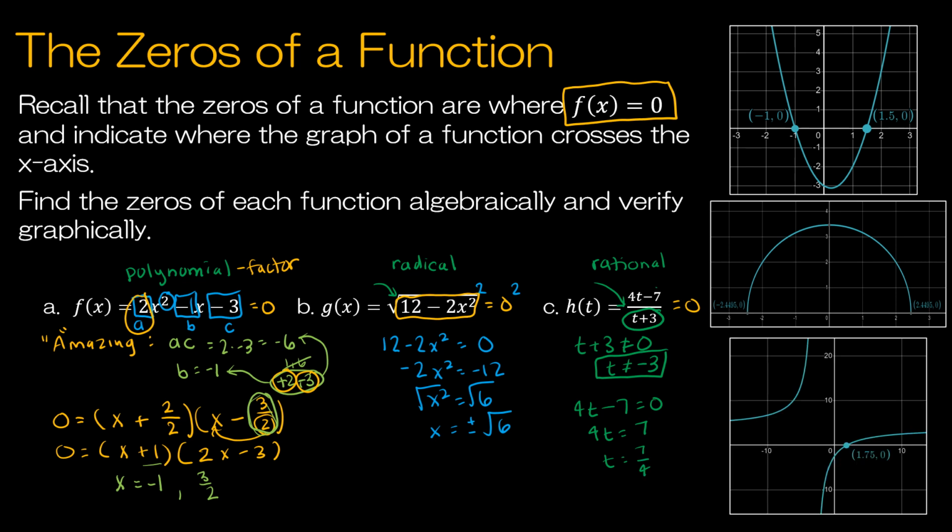So let's take a look at the graph of that function. We can see this is the 1.75, 0, but at the point of t equals -3, there's actually an asymptote. And that is a line that the function approaches but never touches.